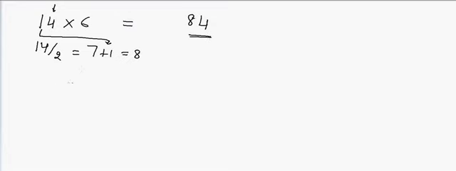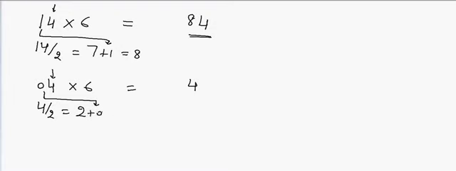Another example, if I have 4 and I want to multiply by 6, so in that case the last digit is 4, so I'll write 4 here, and then half of 4 is equal to 2. And because it's a 0 here, if I add 0 it will still remain 2. The answer will be equal to 24.